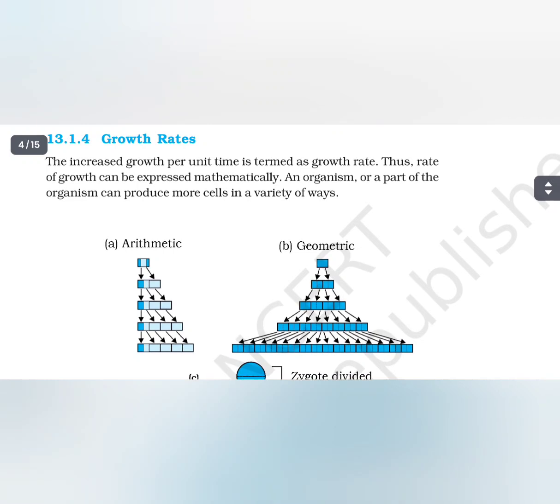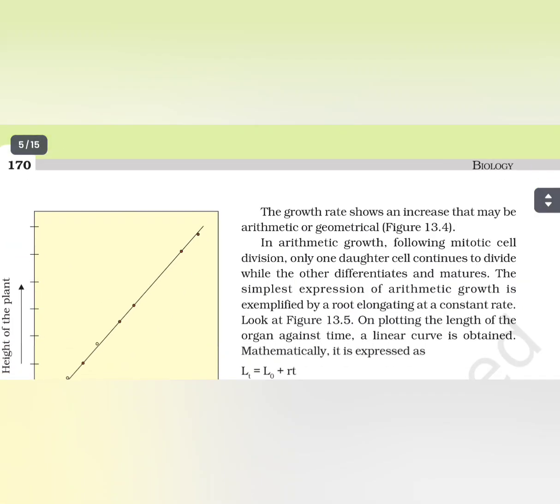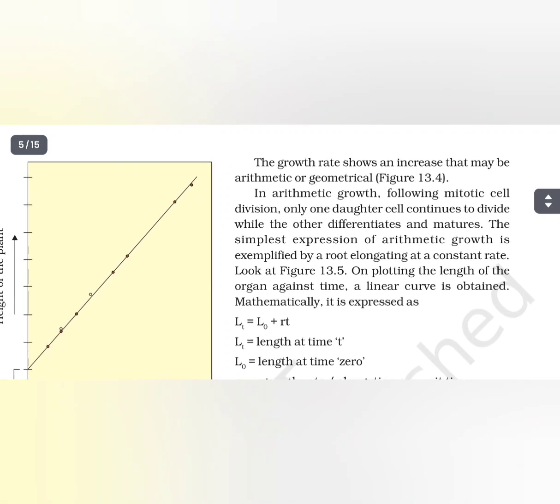Growth rates. The increased growth per unit time is termed as growth rate. Thus, rate of growth can be expressed mathematically. An organism or a part of the organism can produce more cells in a variety of ways. The growth rate shows an increase that may be arithmetic or geometrical. In arithmetic growth, following mitotic cell division, only one daughter cell continues to divide while the other differentiates and matures. The simplest expression of arithmetic growth is exemplified by a root elongating at a constant rate.